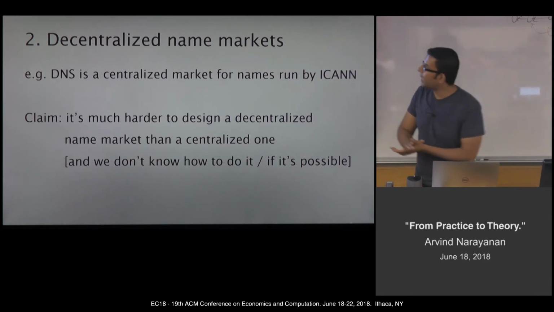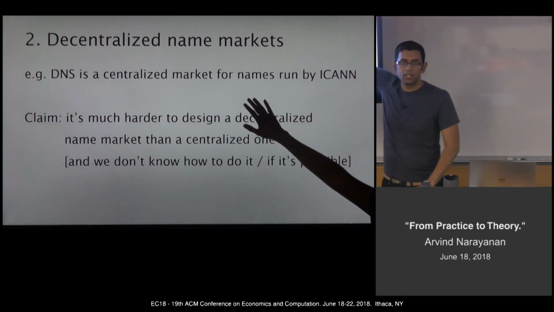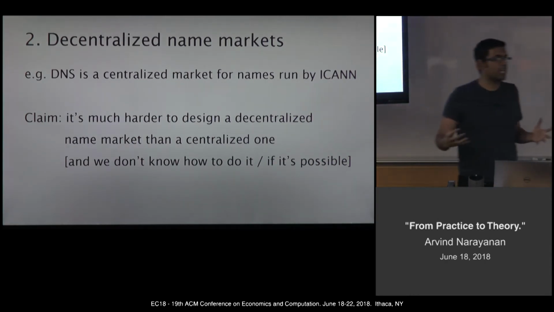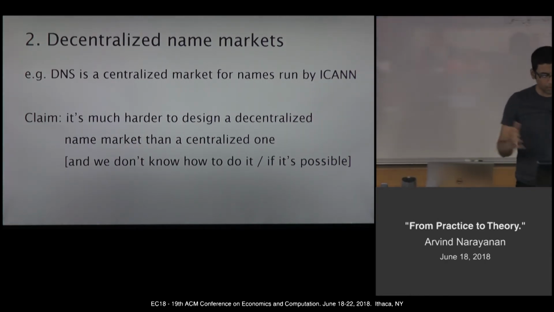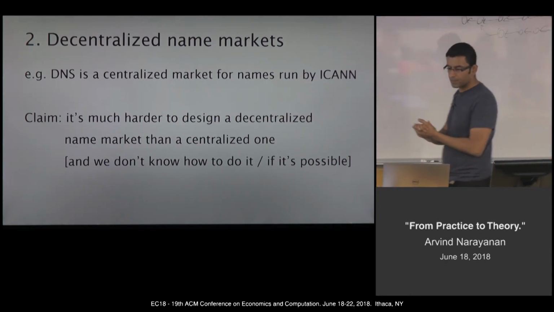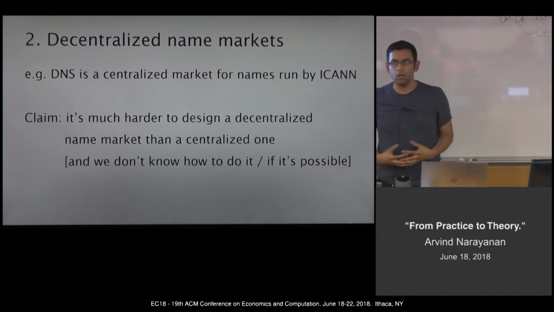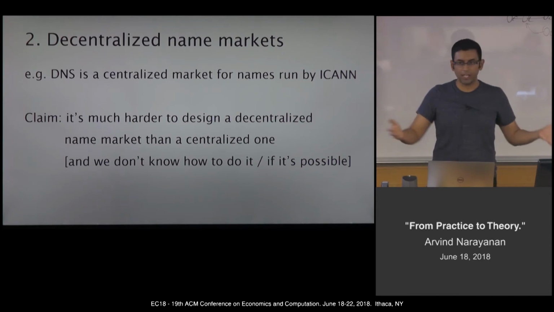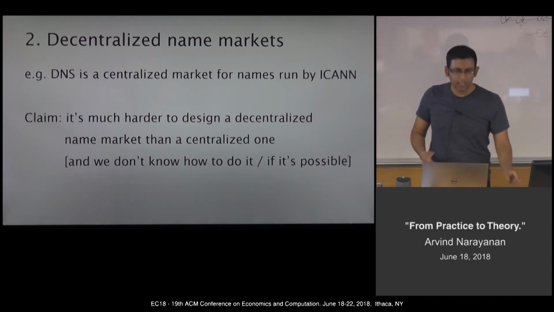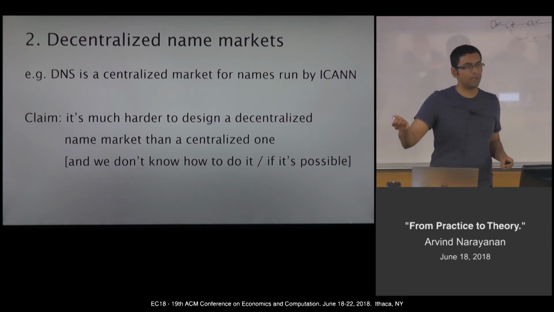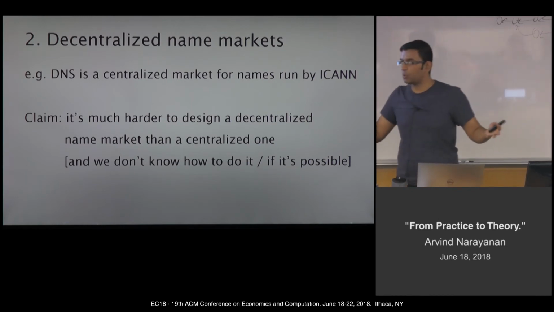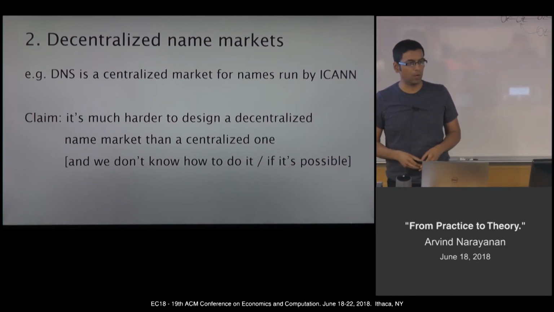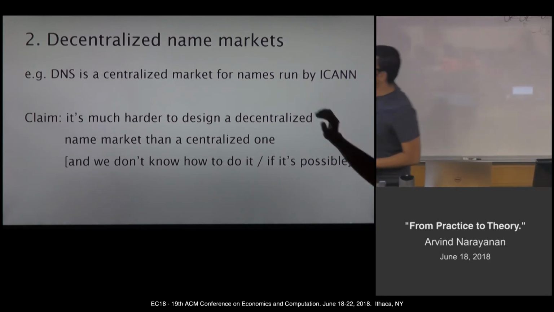So what is this? First of all, a centralized name market, a good example is DNS. It's run by ICANN, the Organization for Domain Names and Numbers. And they run a market where you can go buy domain names from them. And then after that, there's a secondary market you can also trade with your peers. These names are domain names, and you can associate IP addresses with those names. And that's how the web works. That's how the domain name system of the web works. So that's a centralized name market.